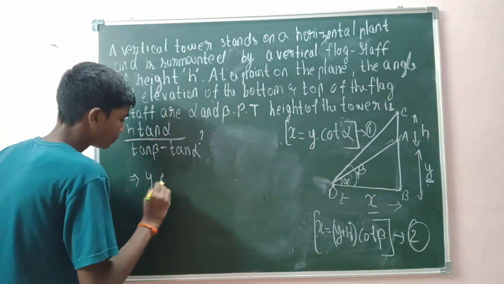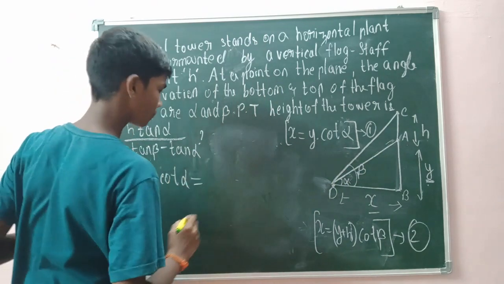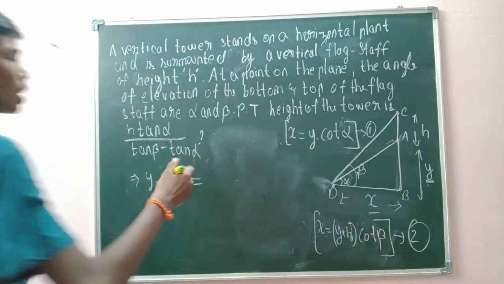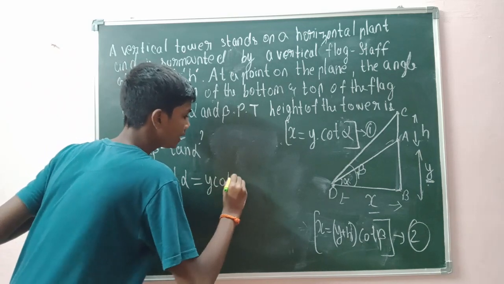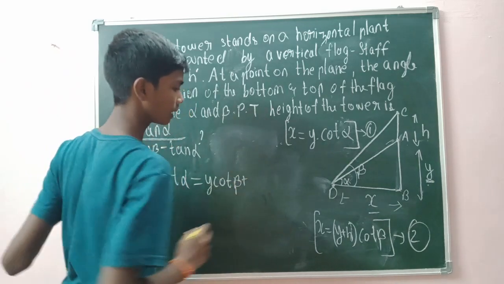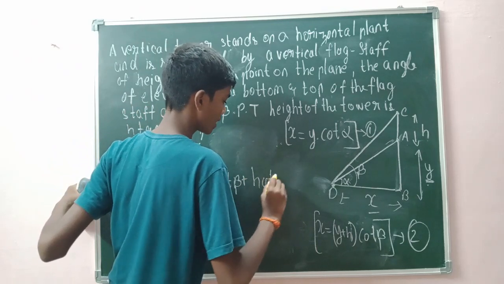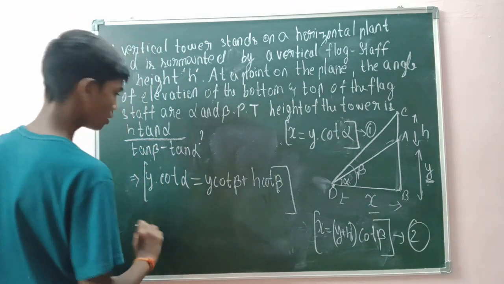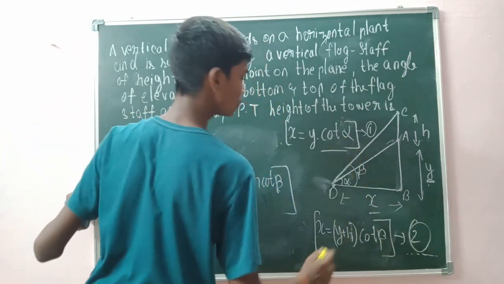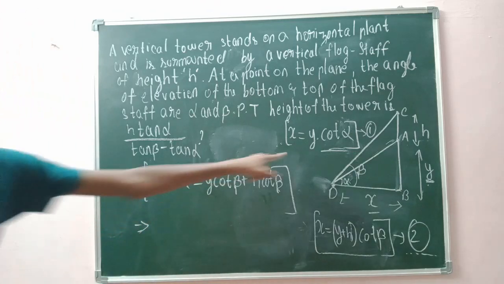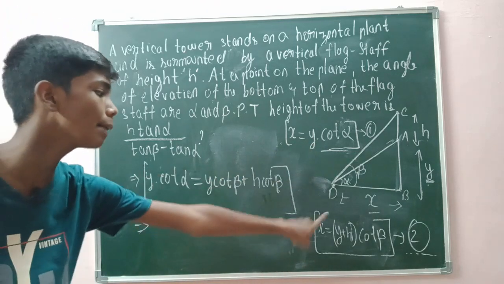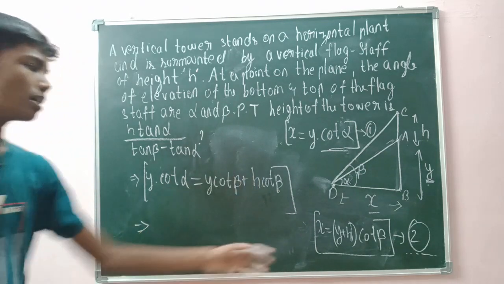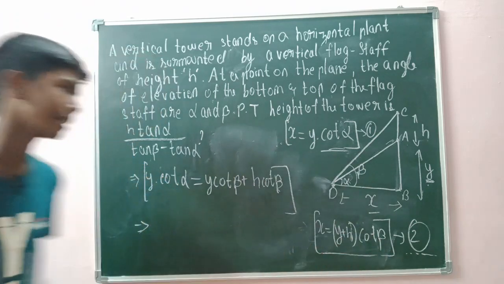By comparing equation 1 and 2, you should write like that in your examination: y cot alpha will be equal to (y plus h) times cot beta. Can't I write this (y plus h) times cot beta as y cot beta plus h cot beta? Think carefully and say. By comparing equation 1 and equation 2, y times cot alpha is equal to (y plus h) times cot beta, which I write as y cot beta plus h cot beta.